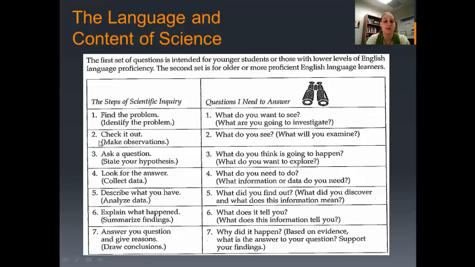So here's another example. The first set of questions is intended for younger students or those with lower levels of English language proficiency. And notice how these prompts are very short and very specific, right? Find the problem, check it out, make the observations, ask a question, look for the answer, describe what you have, explain what happened. Notice that below in the parentheses you have the more academic language, the more technical language, right? Observation, identify the problem, hypothesis, analyze data, right?